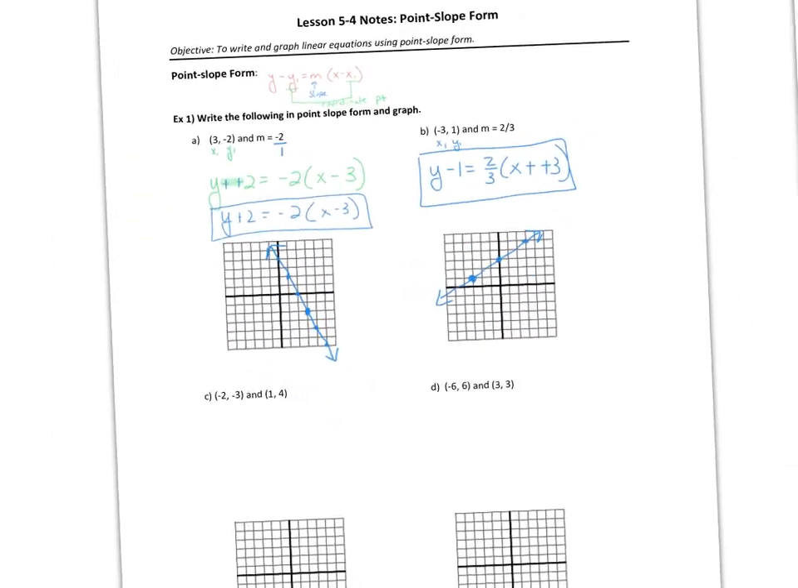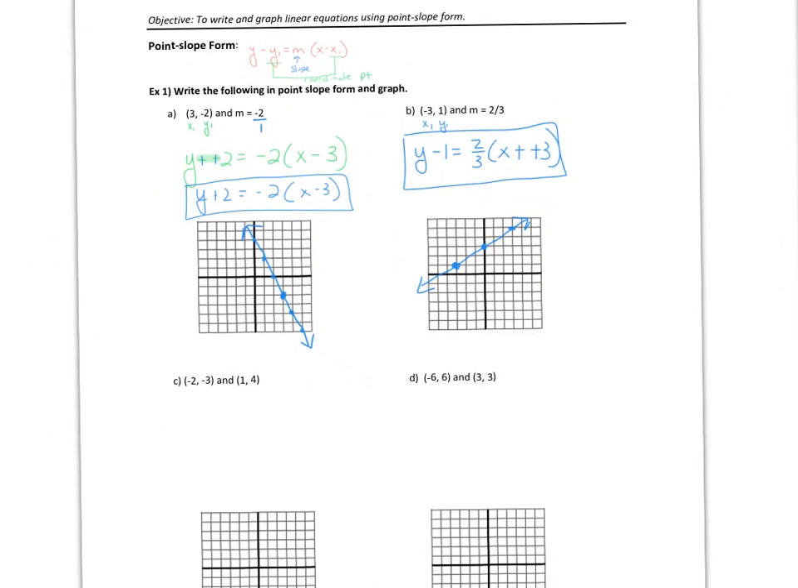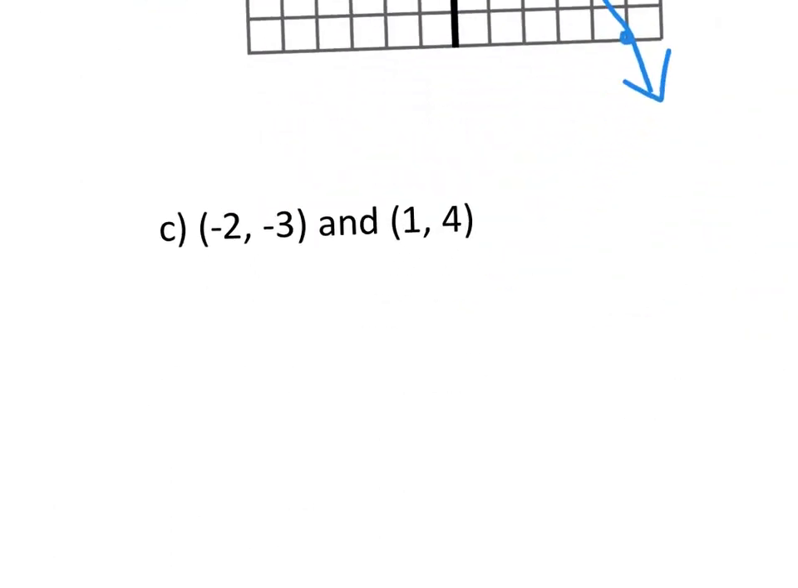Okay. Now, on C and D, it's the same thing that we're going to be doing up here. The difference is they gave us 2 points. So we have one of the points that we need, but we don't have the slope. So if they don't give us slope, we're going to need to find slope first. So we'll find slope, and then we're going to do just what we did right here on A and B. Okay, so let's go ahead and review.